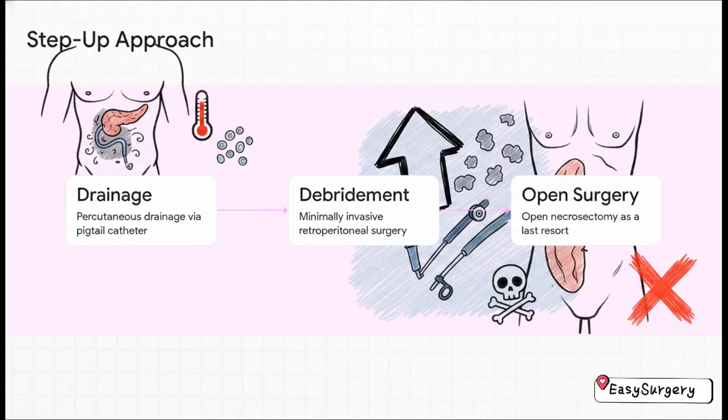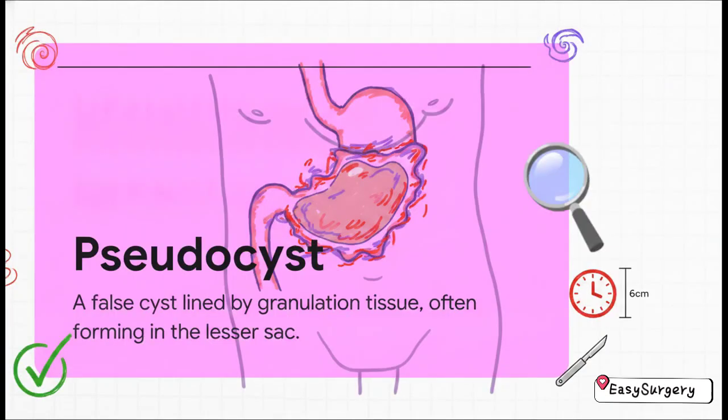Now, as the patient starts to recover, you might see a localized complication pop up called a pseudocyst. It's called a pseudo or false cyst because it doesn't actually have a true epithelial lining. It's basically just a pocket walled off by inflammatory granulation tissue. These guys love to form right behind the stomach in a space we call the lesser sac. And because they're sitting right there, they physically push the stomach up, which leaves the patient dealing with constant nausea and vomiting.